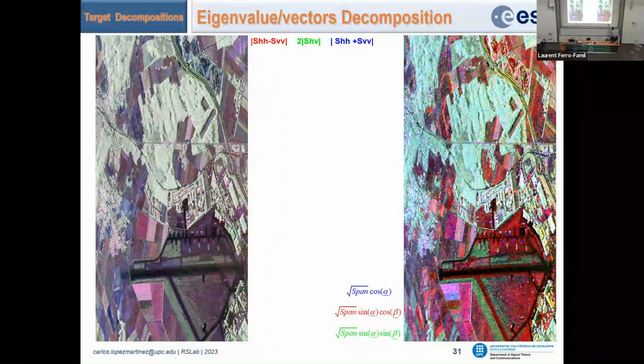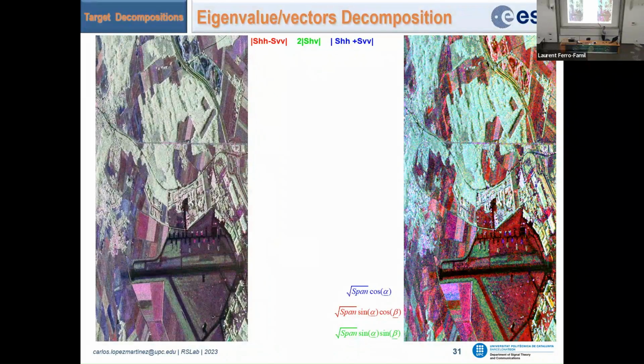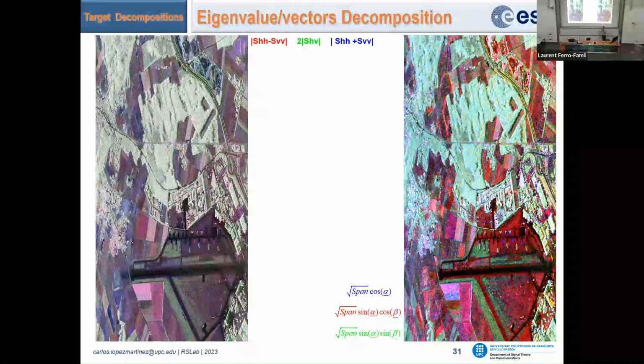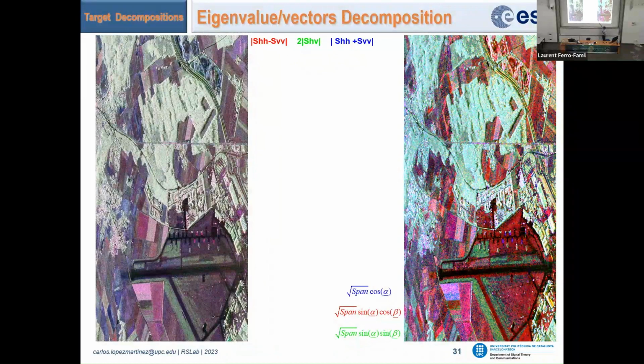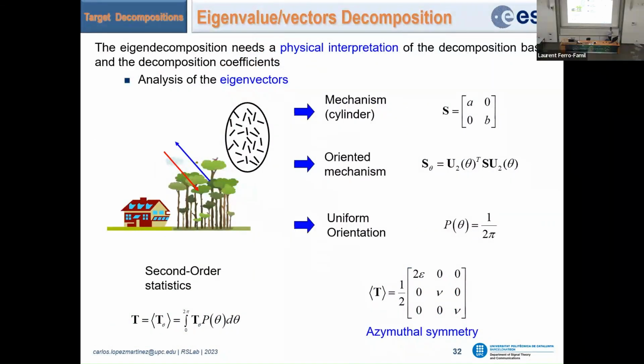Here, of course, we are wisely choosing the colors, because normally the first refers to the single bounce, in red double bounce, in green the volume. Okay, so let's go to the physical interpretation. How do we interpret these alpha mechanisms to obtain that?